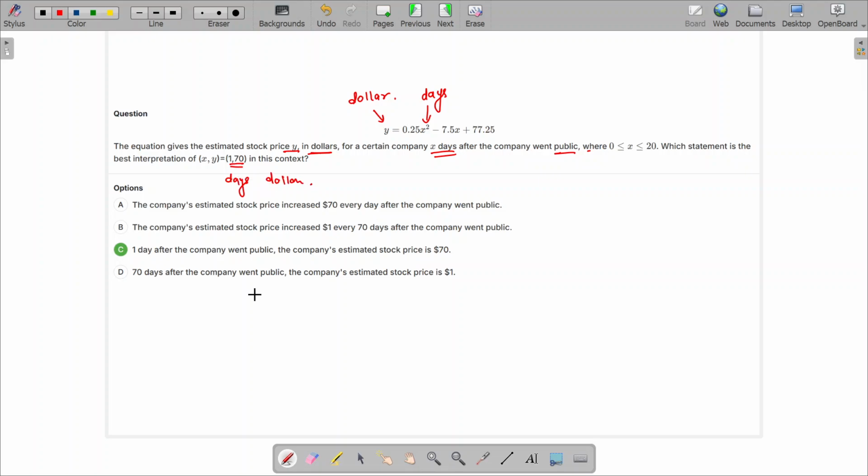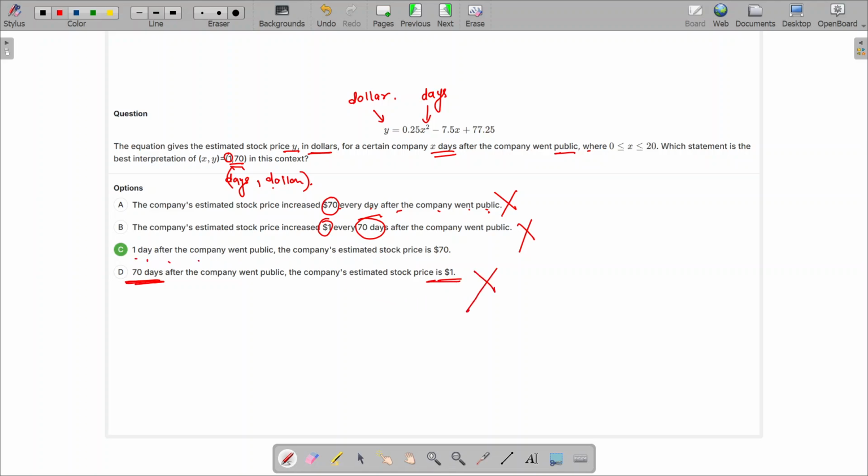So you just need to check the units. 70 is dollars, yes. But they are saying every day after the company went public. Is it? No, they are talking about only one day. So we'll eliminate this. $1, 70 days, units are wrong. 70 days and $1, again wrong.